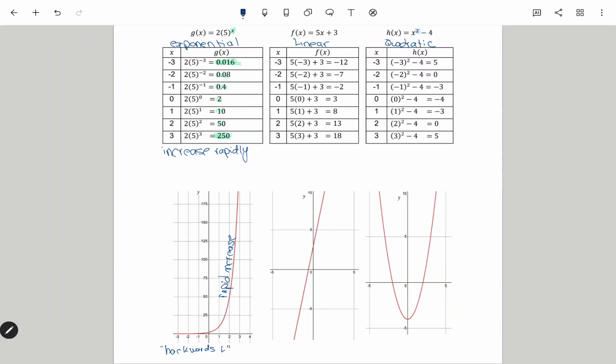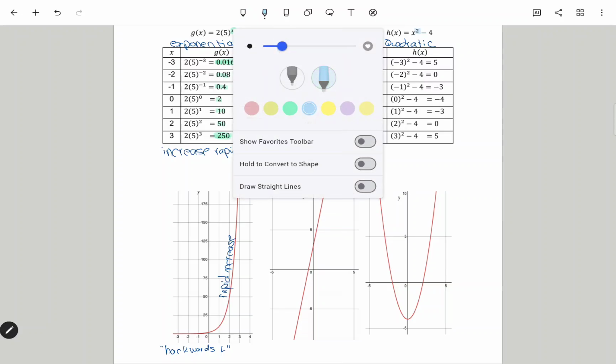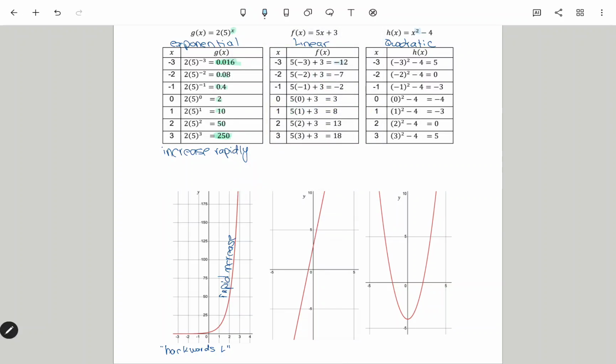And when we look at our linear graph, again, we're going to compare those y values. Well, I go from negative 12, negative 7, negative 2, 3, 8, 13, 18. So again, we are increasing, but this time we're increasing consistently. Each time I'm just adding 5 to each value. So we're increasing consistently, and that's why we end up with the straight line.